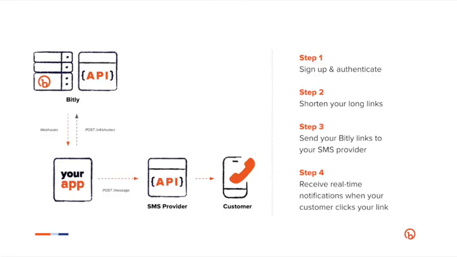Step 1, authenticate. For security reasons, we require users to verify credentials before making a connection to our API. The Bitly API offers 2 ways to authenticate.